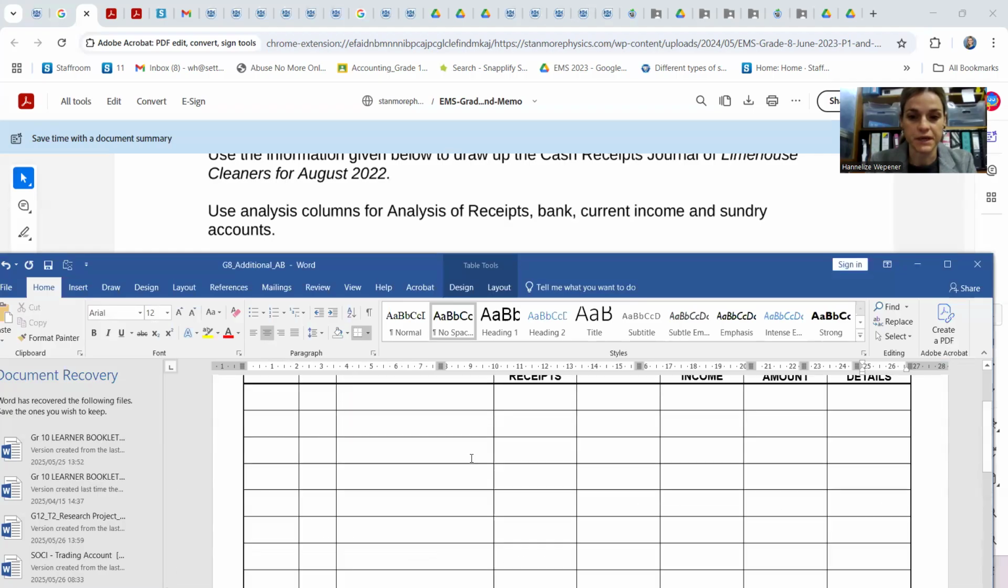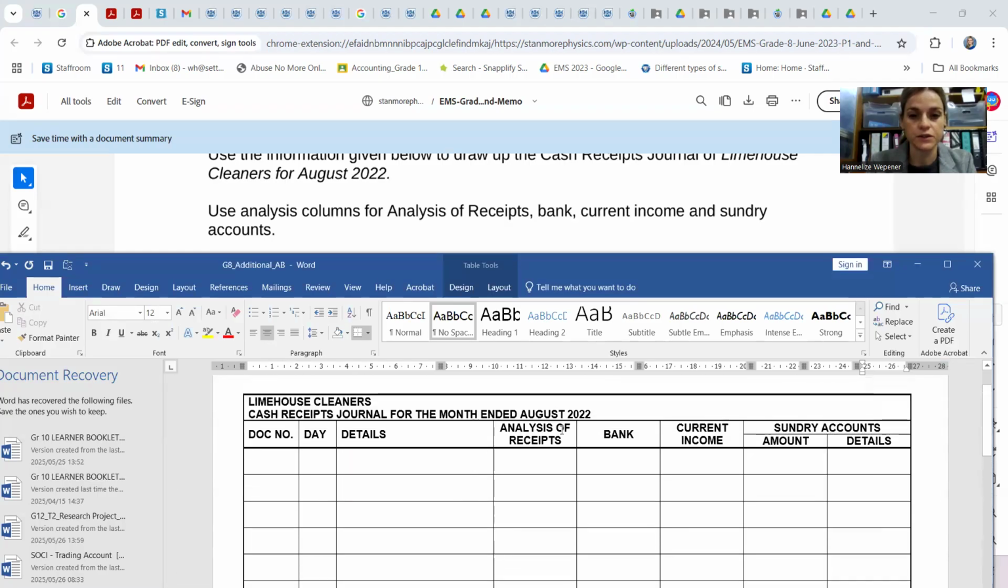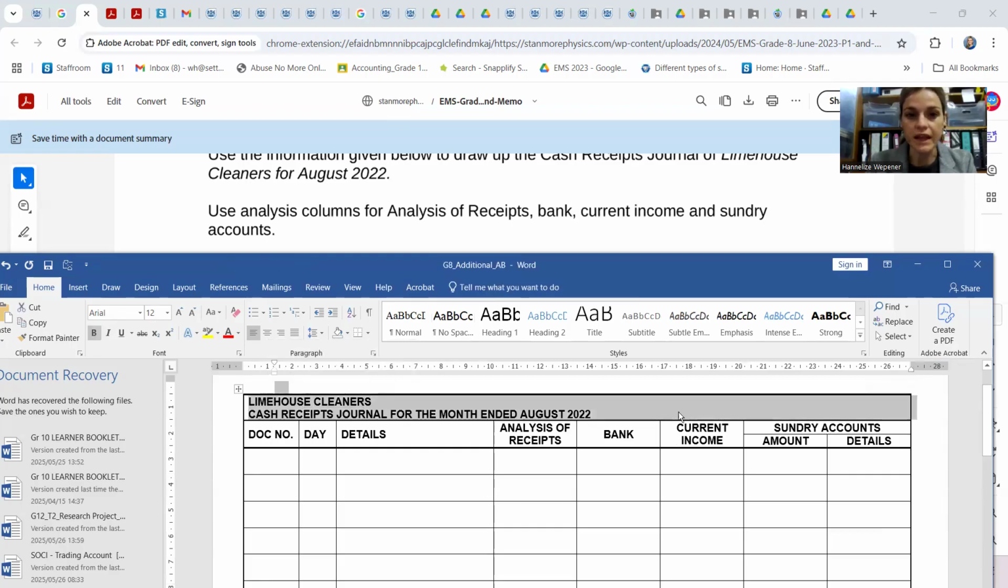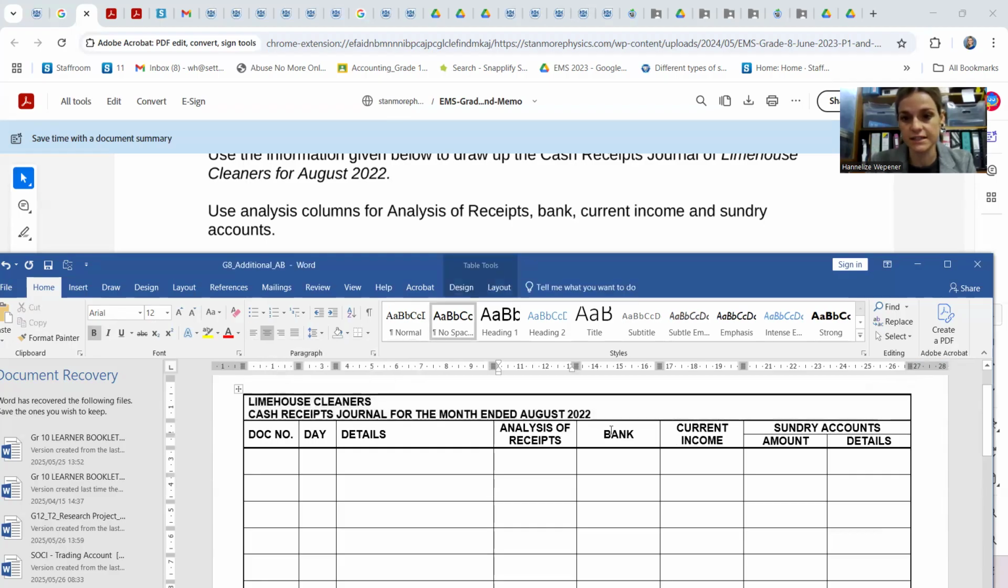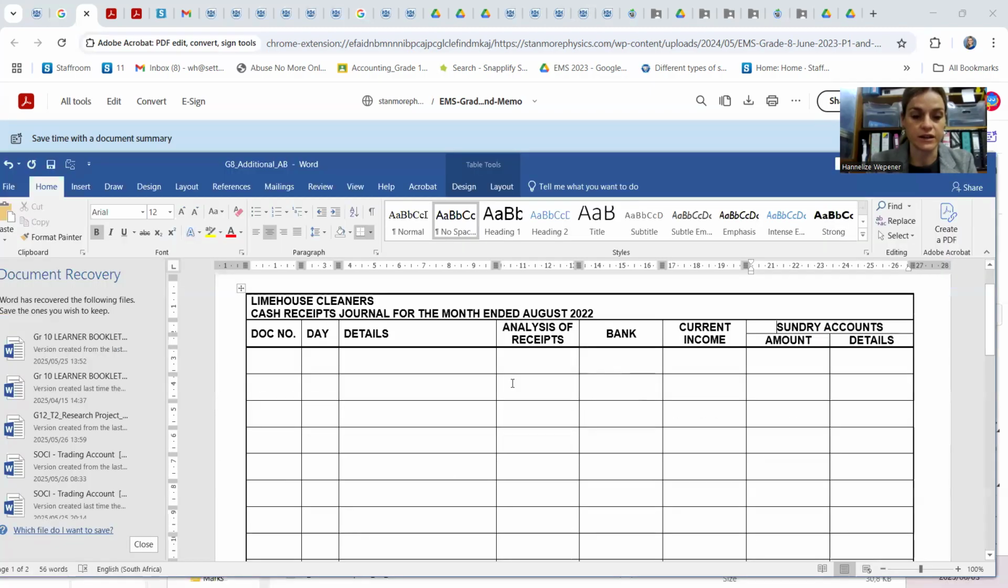So I've already prepared that. Here we go. So it's for August 2022. This is the business name. And there we have analysis of receipts, bank, current income, and sundry accounts. Right. So first of all, let's just look at our CRJ here.